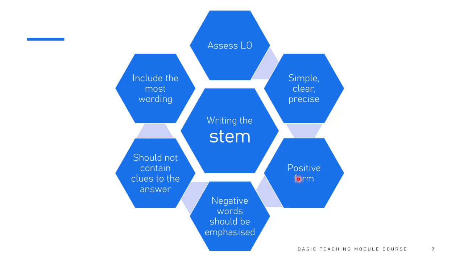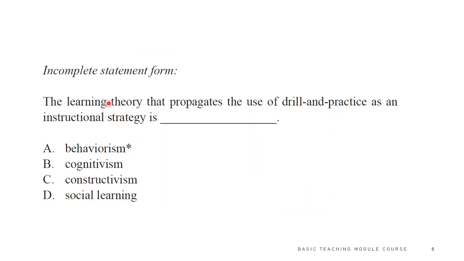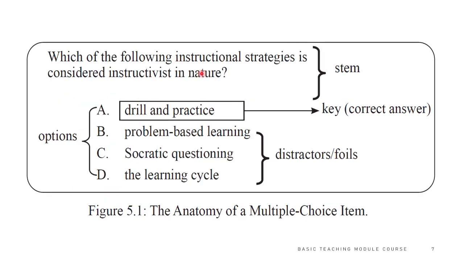Next is the positive form. Here I want to use the same stem. This is an example of a positive form question, and this one is also a positive form question. If I were to compare with the negative form, that means you have negative words. For example, which of the following are not instructional strategies? Sometimes negatives can confuse students, and therefore may test students' trick question skills more than the learning outcome.